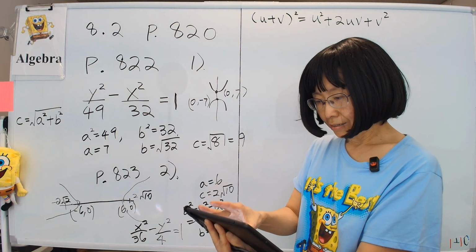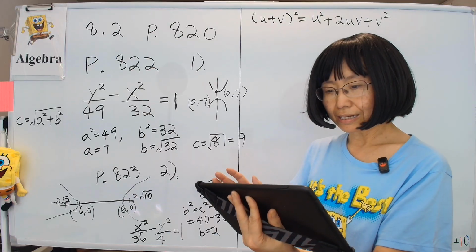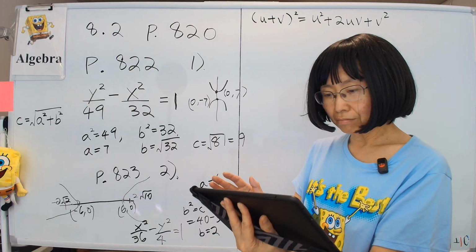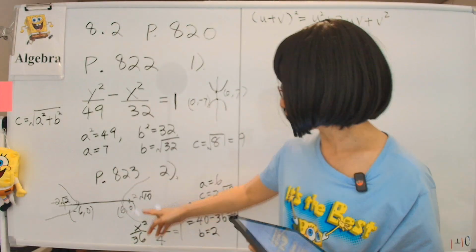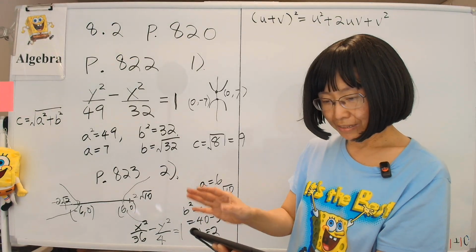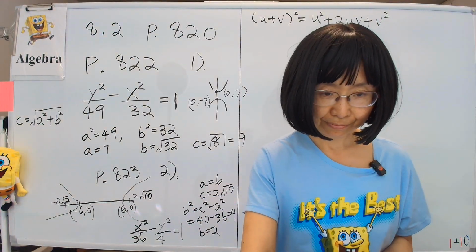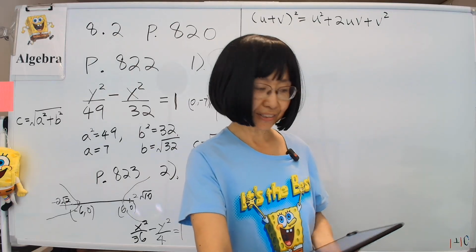And that is what we have. There is a graph on the following page that looks similar to what I have over there. So that's example 2. I will finish this section in the next video.